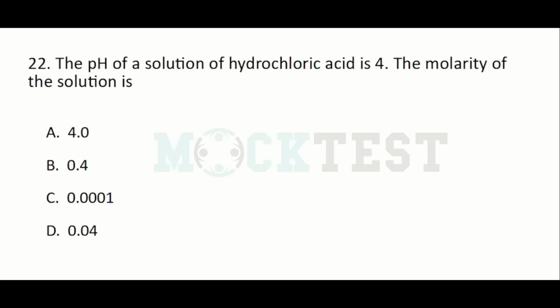The pH of a solution of hydrochloric acid is 4. The molarity of the solution is: option A, 4; option B, 0.4; option C, 0.0001; option D, 0.04. The answer is option C, 0.0001.